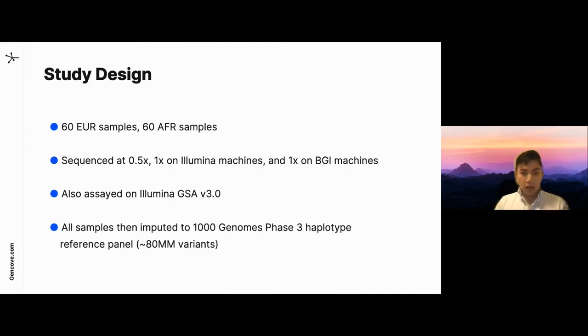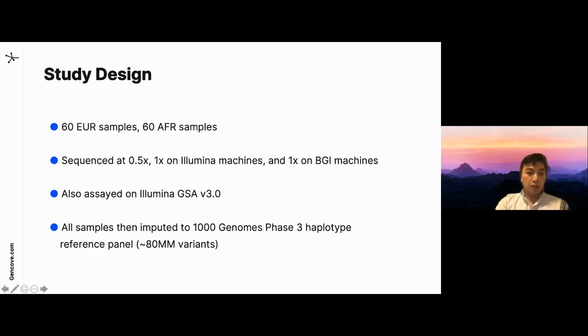And so the study design from a high level is that we took 60 African and 60 European samples from the 1,000 Genomes, all of which are well characterized and which have high quality gold standard genotypes available in the form of the very haplotype reference panel that we use to impute. And we sequenced these 120 samples at 0.5x and also 1x on Illumina machines, and at a coverage of 1x on BGI machines. We were interested in the difference that the library prep and the sequencing machine would make.